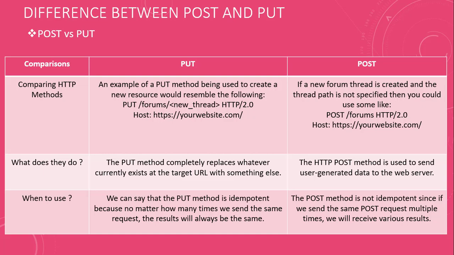What do they do? The PUT method completely replaces whatever currently exists at the target URL with something else. While the HTTP POST method is used to send user-generated data to the web server. When to use? We can say that the PUT method is idempotent because no matter how many times we send the same request, the results will always be the same. While the POST method is not idempotent, since if we send the same POST request multiple times, we will receive various results.